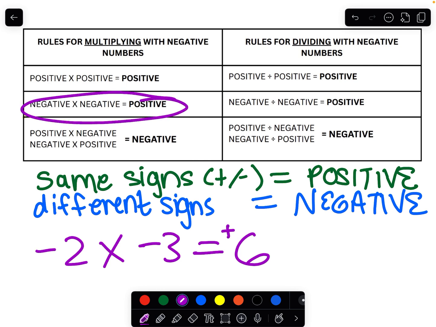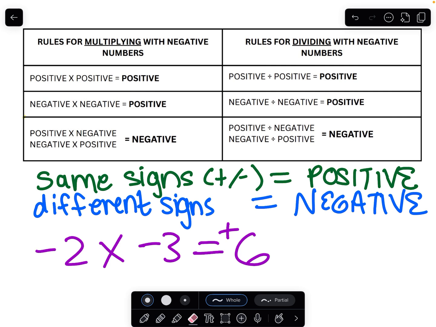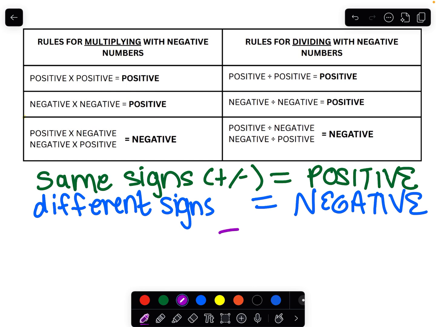And I can put that invisible plus sign there. Some students put that plus sign there. I often leave it out. But we can throw it in today just because we are in learning mode. Let's do another example. What if I do this problem here? Negative 10 divided by 5.